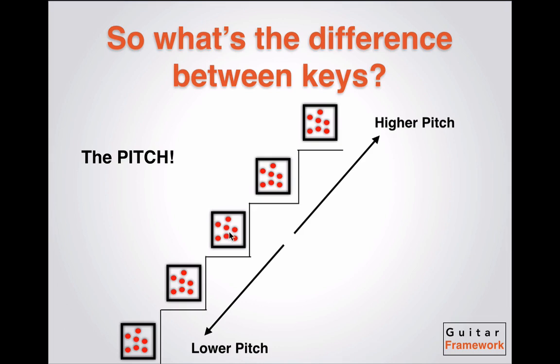The only difference between each of these boxes, as you can see from the chart on the right side, is that the more we go up and to the right, the higher the pitch gets. The higher the pitch of all the notes inside the box. The further down and to the left we go, the lower the pitch gets.